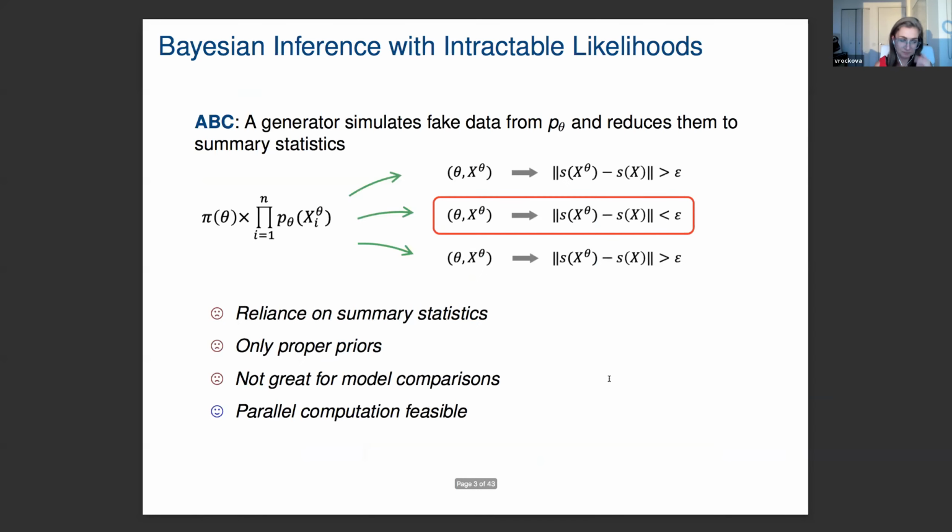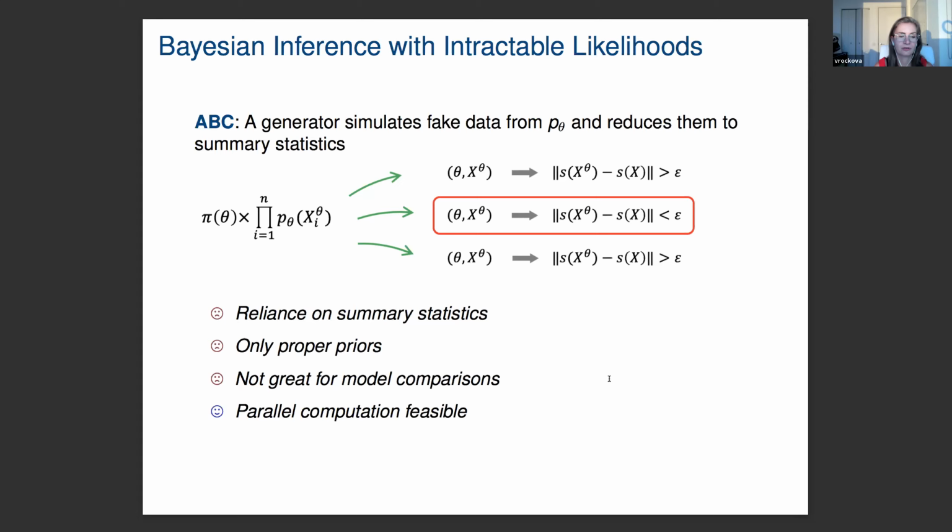So what can we do? Here is the ABC slide. That's the only ABC slide I actually have. No, I have actually more. I have comparisons later on. But ABC is, I think, one of the most brilliant ideas in Bayesian computation over a long time.